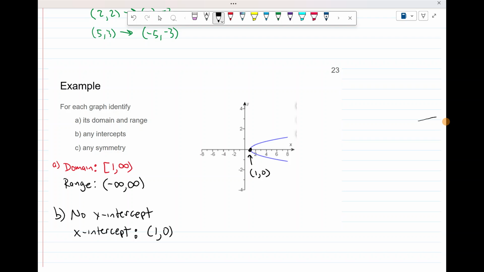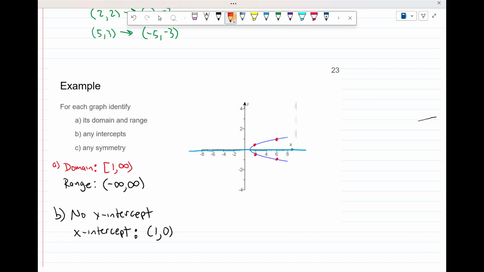Finally, is there any symmetry here? It does look like there is symmetry. In particular, it looks like there is symmetry over the x-axis. If I trace this x-axis, you can see that that acts like a mirror line, right? And so this point here is reflected to this point over the x-axis. Or this point right here gets reflected to that point over the x-axis.